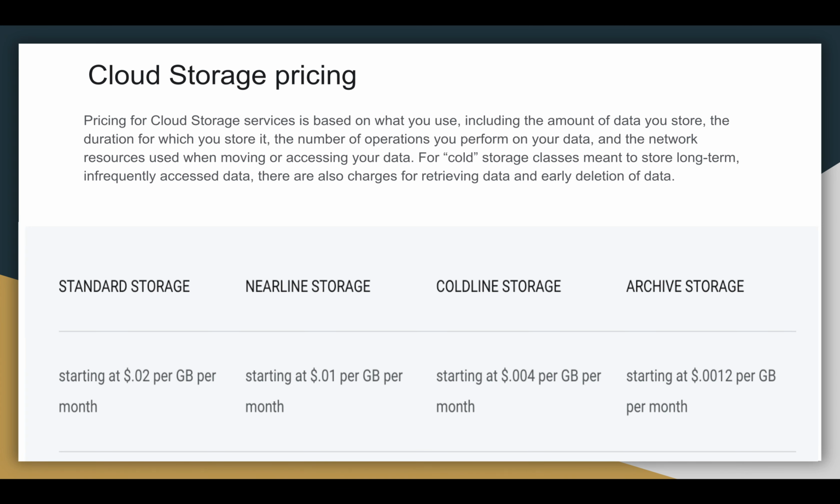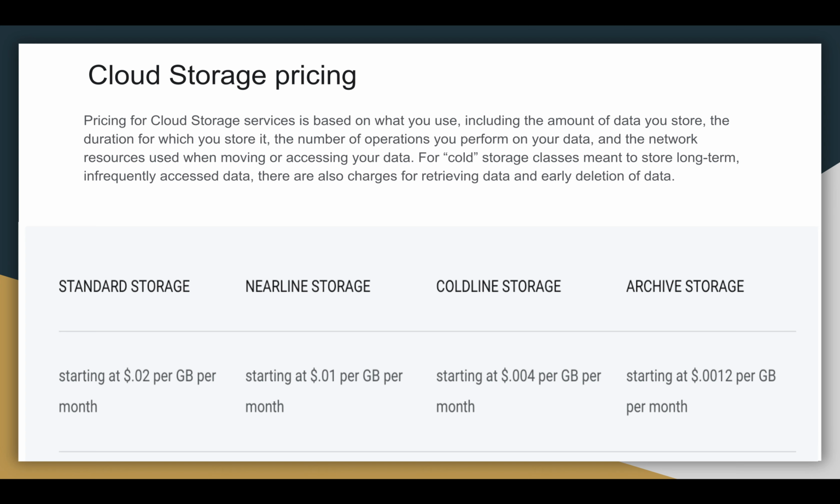So we have Cloud Storage pricing. Standard storage starts at 0.02 per GB per month, nearline storage starts at 0.01 per GB per month, coldline storage starts at 0.004 per GB per month, and archive storage starts at 0.0012 per GB per month. This is the pricing for Cloud Storage services, which is based on what you use, including the amount of data we store, the duration for which you store it, the number of operations you perform on your data, and the network resources used when moving or accessing your data.